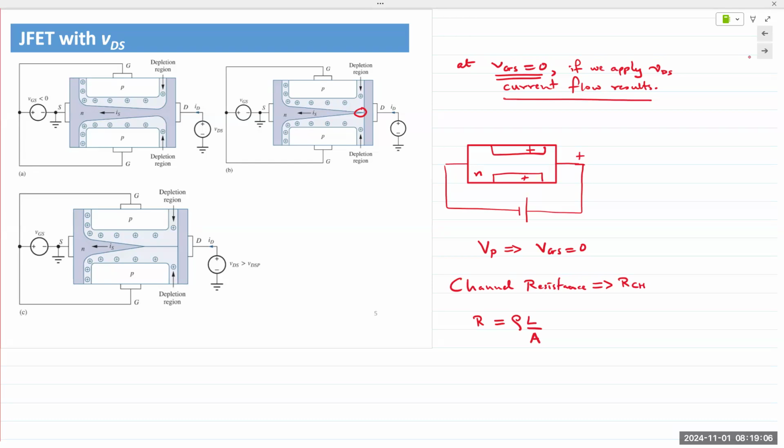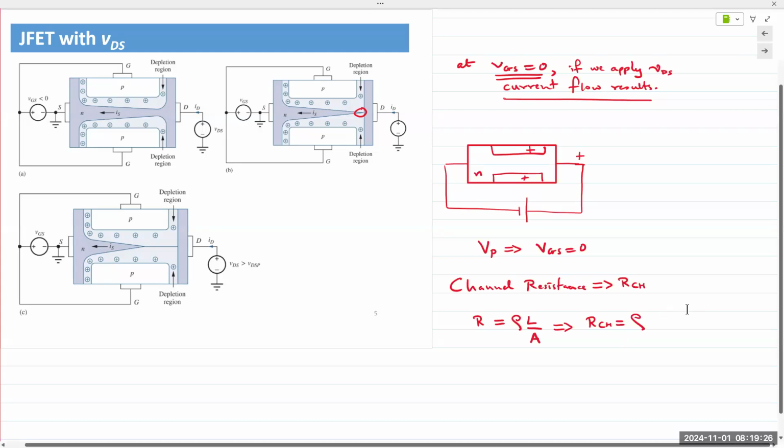So channel resistance, RCH, is given by the resistivity of the channel. The resistivity comes from the fact that we implanted dopant impurities into our channel. And so that's the material property of that channel, of the manufacturing process. L would be the length of the channel, and then divided by the cross-sectional area of the channel.